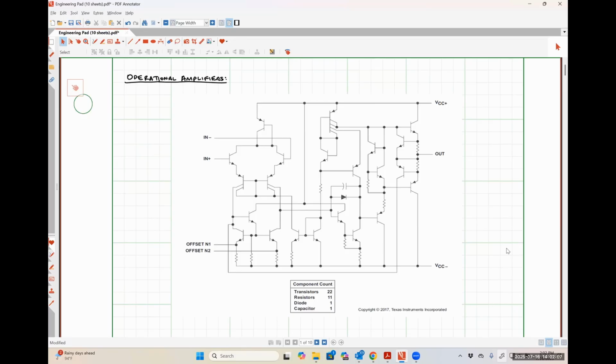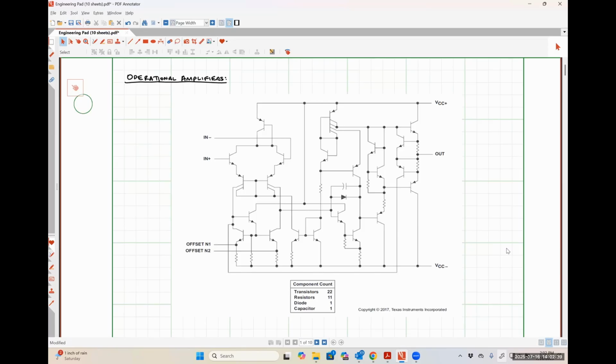This particular circuit, as it's drawn here, contains 22 bipolar junction transistors, 11 resistors, one diode, and one capacitor. So we have a very good understanding of what resistors do. We have a reasonable understanding of what capacitors do. We haven't really talked about diodes in this class, and for what it's worth, we're not going to. And we also haven't talked about transistors in this class.